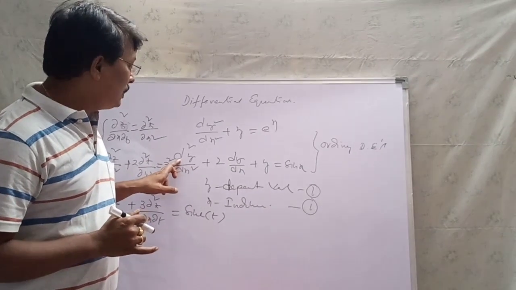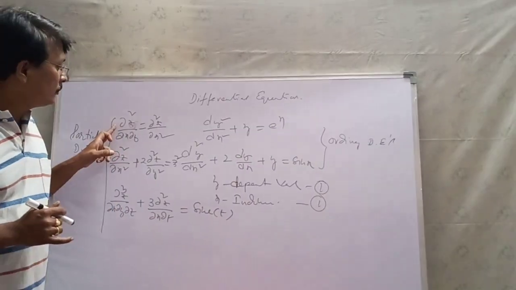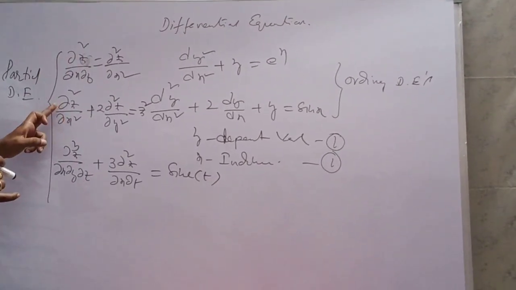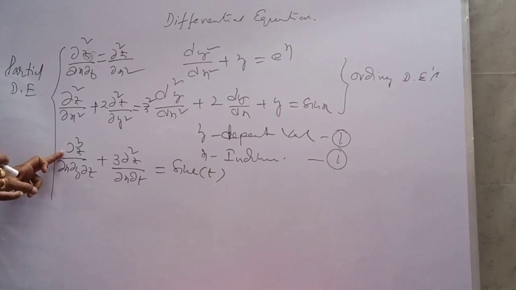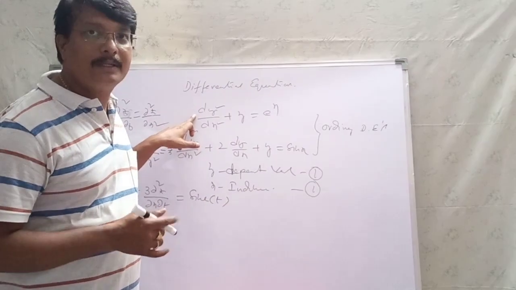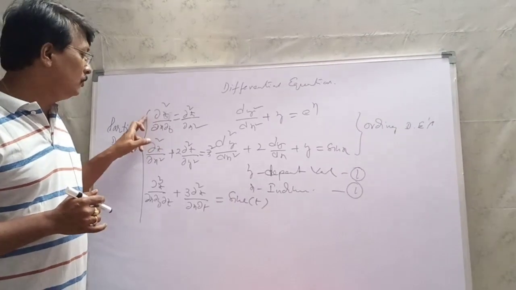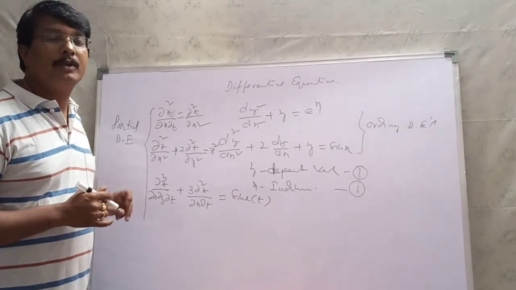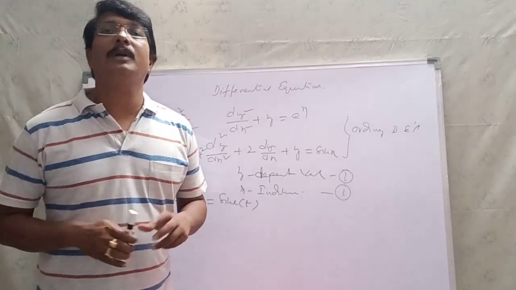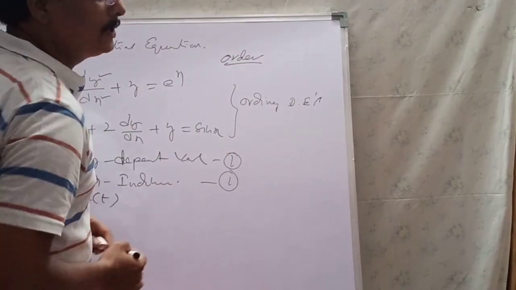Also observe here d square y by dx square, so 2 times derivative. And also observe here dou square z by dou x dou y, so z 2 times derivative. Here z is 3 times derivative. So you observe the highest derivative in this one is 1, in this one is 2, in this one is 2, and in this one is 3. So the highest derivative of the differential equation is called the order of the differential equation.